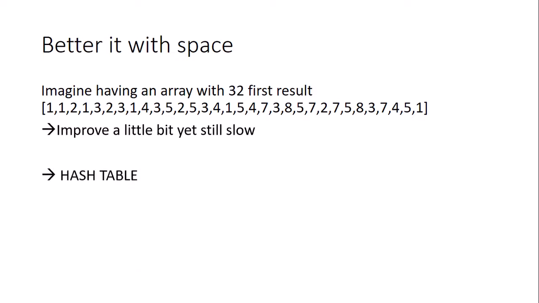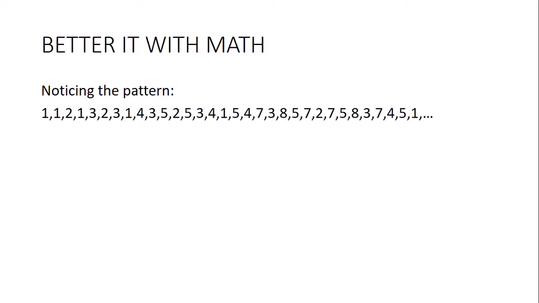Is using a hash table. With a hash table, you store a key-value pair. You use a hash function to store it, and later you can access it with the recursion. So that's the way you improve it. It's actually not the best, though it's quite fast as well, but I can make it better with math.